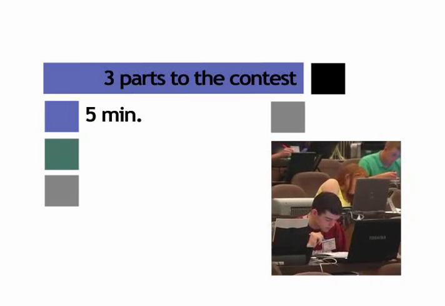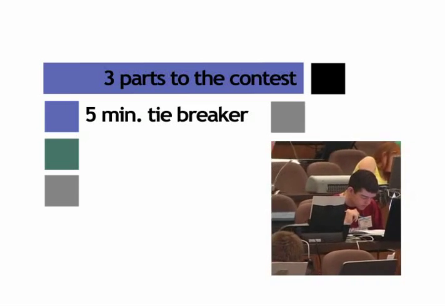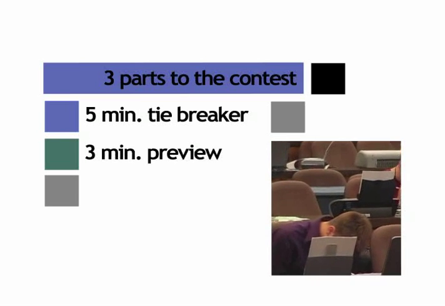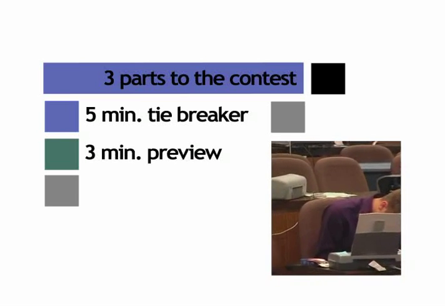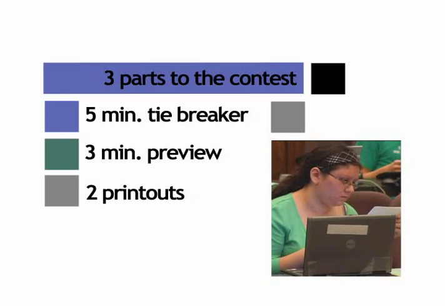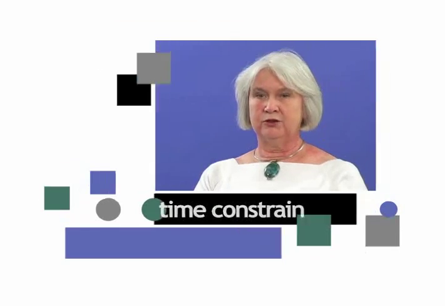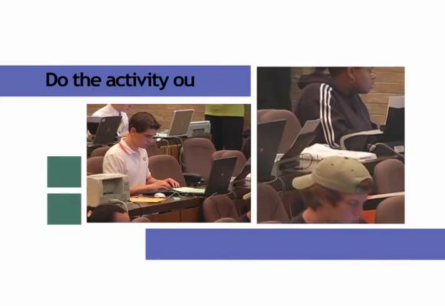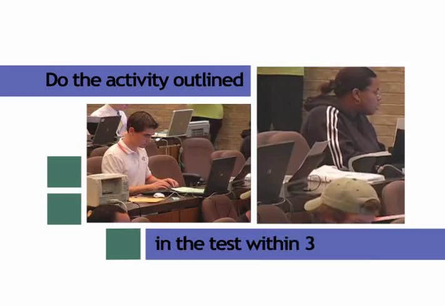The first part is a 5-minute tiebreaker. Then there is a 3-minute preview of the test itself, and then there is the test that produces these typically 2 printouts. The difficulty and the puzzling in the contest comes in a few different ways. One is the time constraint.